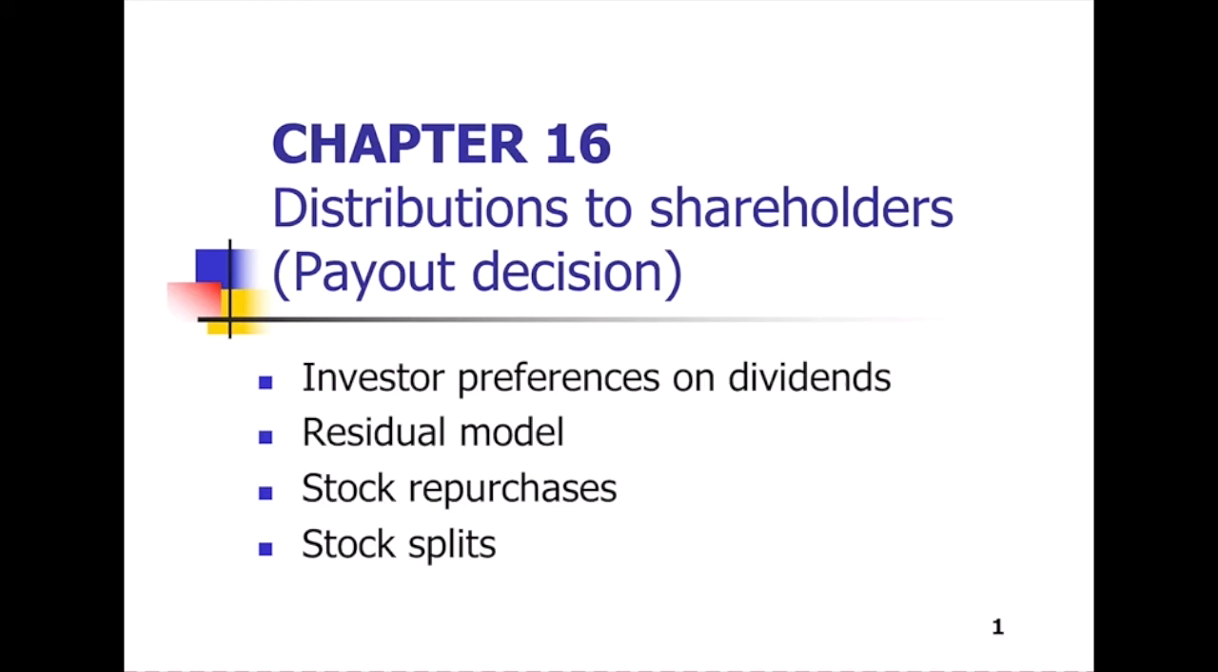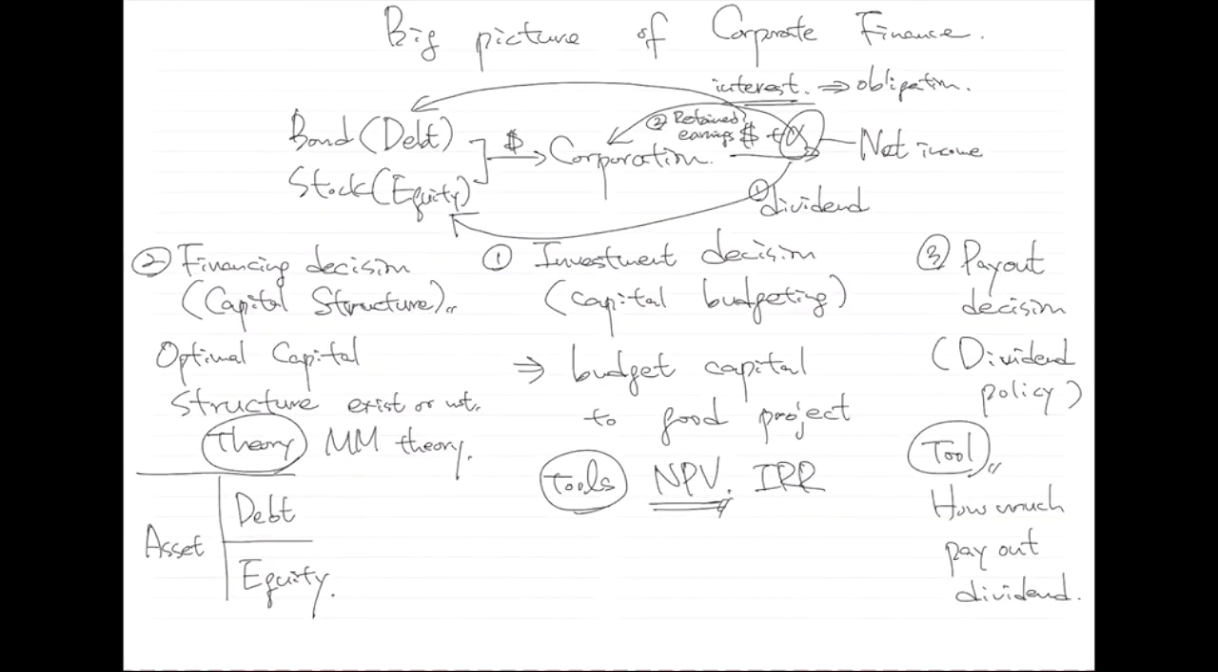Hello everyone. Today we are going to run chapter 16, the distribution to shareholders. We call that the payout decision. When a firm invests in a good project, they can generate some alpha, right? Generate some profit, and the alpha we call net income, right?